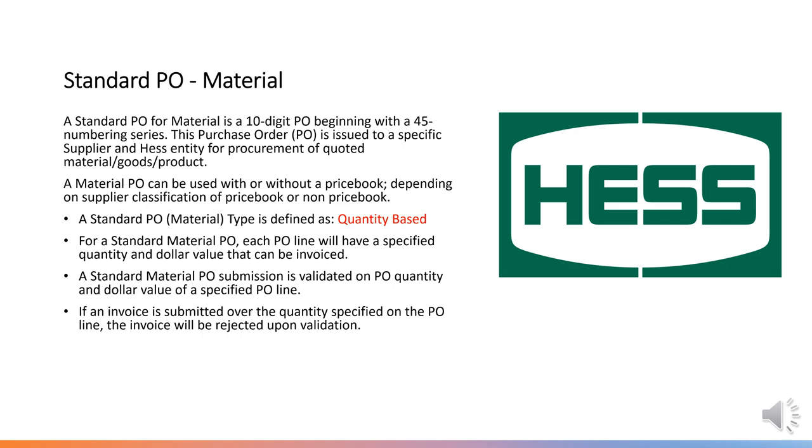For a standard material PO, each PO line will have a specified quantity and dollar value that can be invoiced. A standard material PO submission is validated on PO quantity and dollar value of a specified PO line. If an invoice is submitted over the quantity specified on the PO line, the invoice will be rejected upon validation.